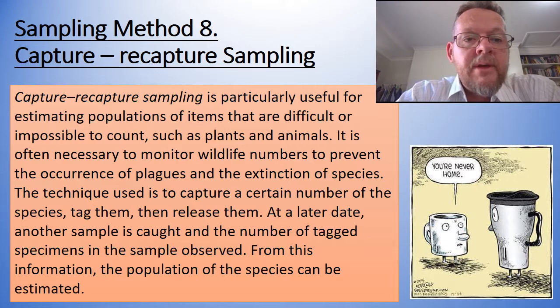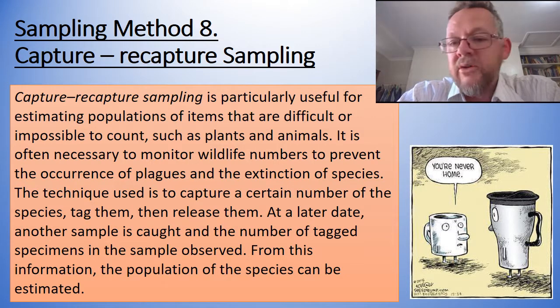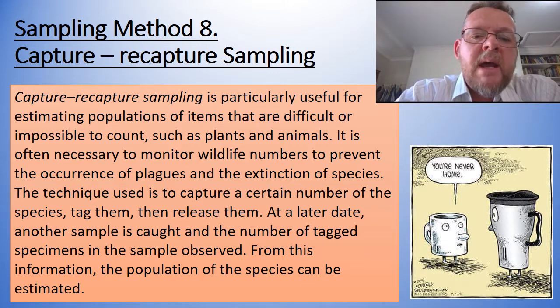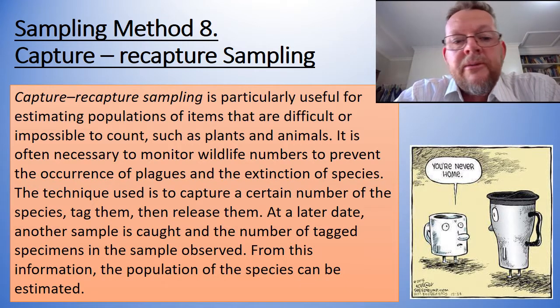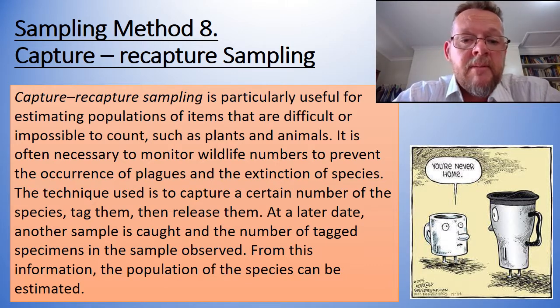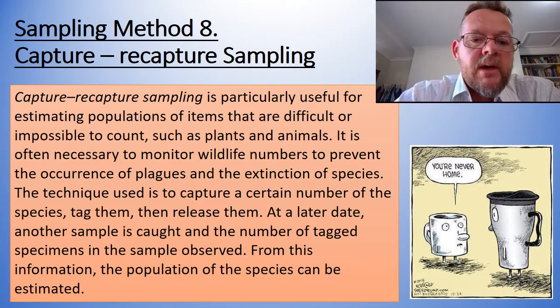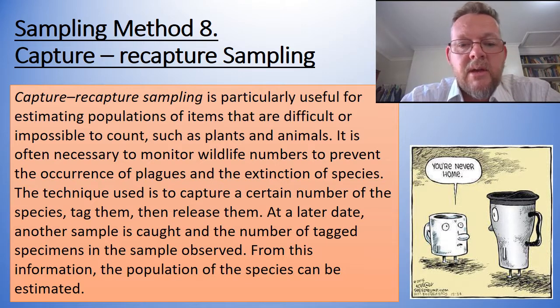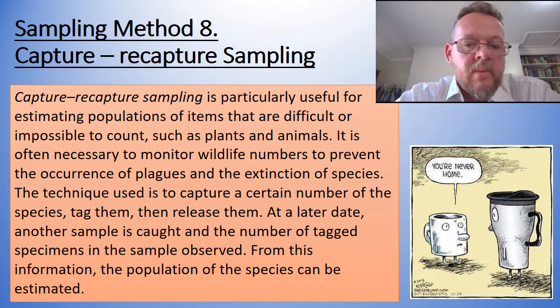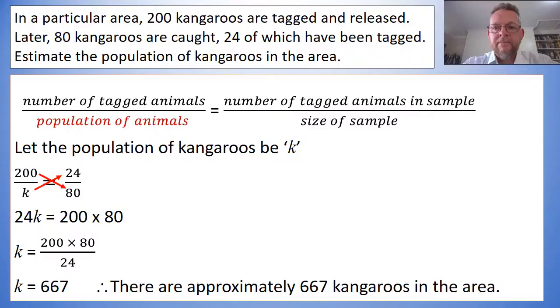This method here, capture-recapture sampling, is the final method we're going to look at today. Now, it's particularly useful for estimating populations of organisms out in the bush, for example, that are impossible to count, such as plants or animals. So when we monitor wildlife numbers to think about plagues or extinction of species, we use this method to estimate. We can also think of it as tag and release.